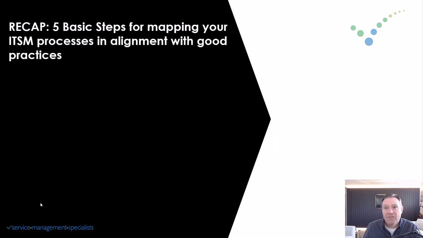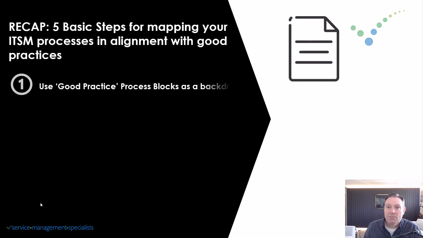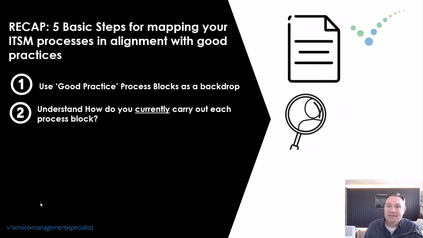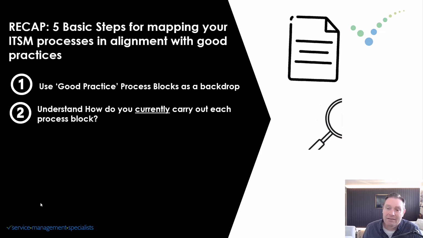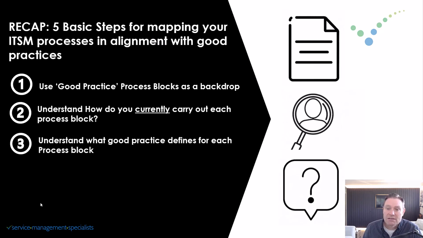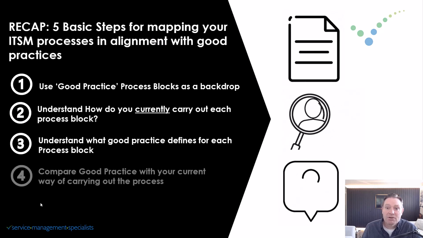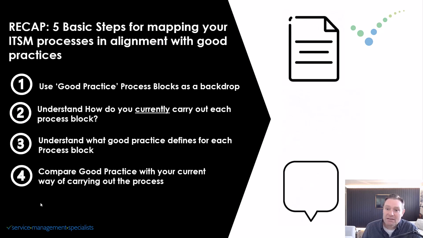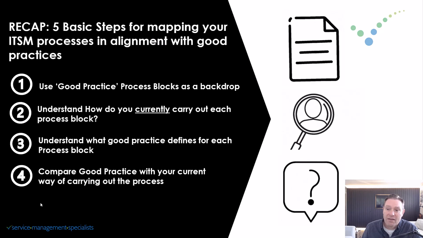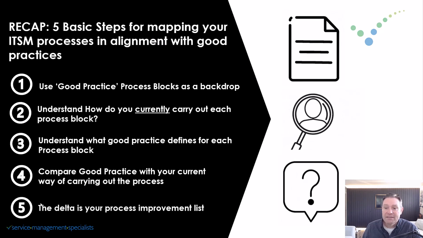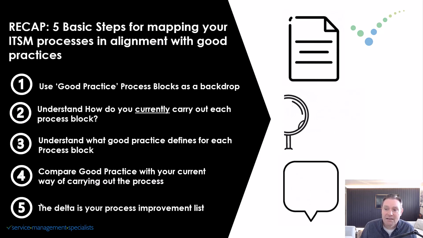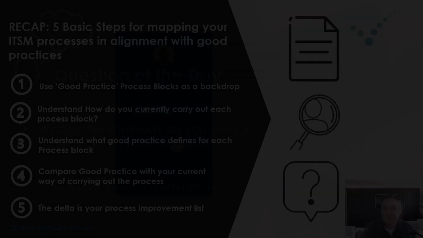So a recap on the 5 basic steps for mapping your ITSM processes in alignment with good practice. Number 1, use good practice process blocks as a backdrop. Number 2, understand what you're currently carrying out within each of those process blocks. Number 3, understand what good practice defines for each of those process blocks. And number 4, compare good practice with your current way of carrying out the process. And then finally, the delta between what you're currently doing and what good practice is suggesting is your improvement list.